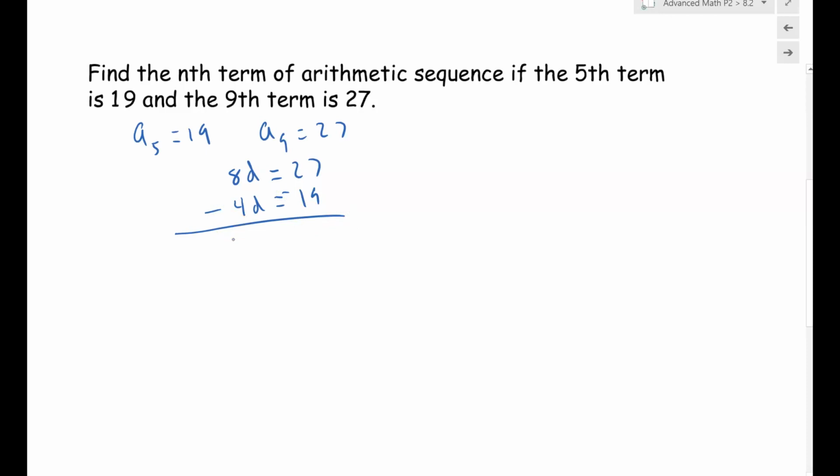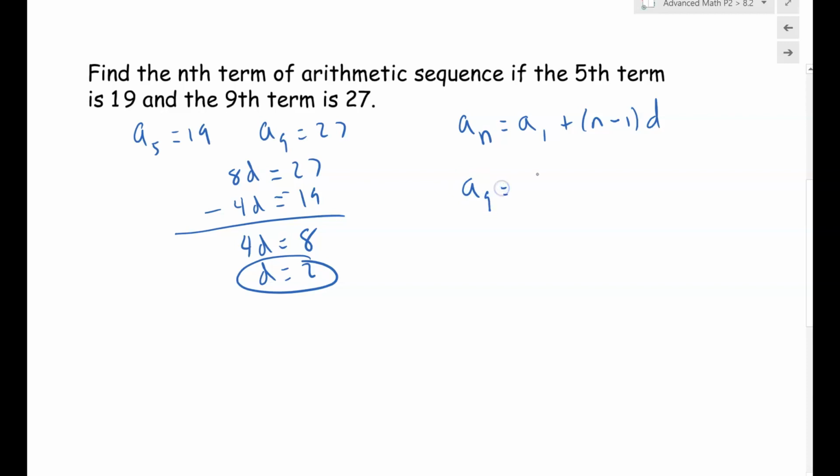So I get 4d equals 8 and d equals 2. Now remember, d can be a negative, so you could get a negative on that. All right. Okay, now we have to figure out a1. To do that, we're going to use our formula. Okay, and one of these terms, I'm going to use the ninth term. So we're going to say a sub 9, we're going to say a sub 1 plus, and then this will be 9 minus 1 times 2, and that equals 27.